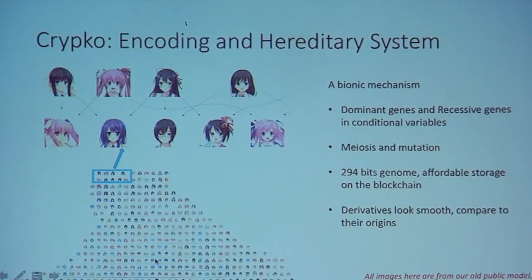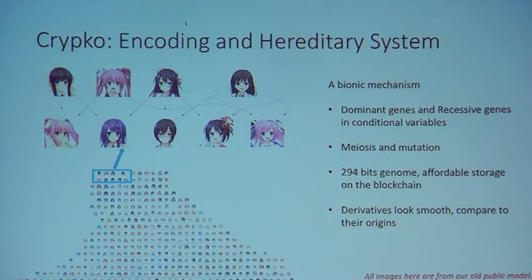For the GAN, we developed a bionic encoding and a hereditary system. Each 294-bit genome is stored on the blockchain. Players can create new derivatives by pairing two origins. We show a small fragment of the hereditary system here.